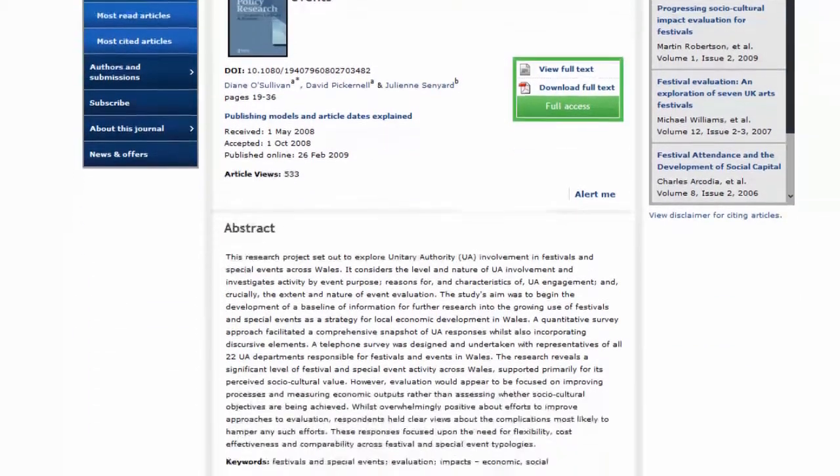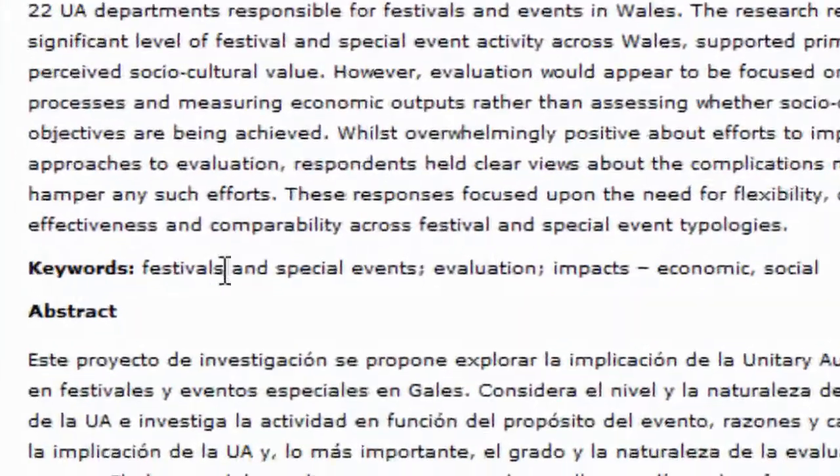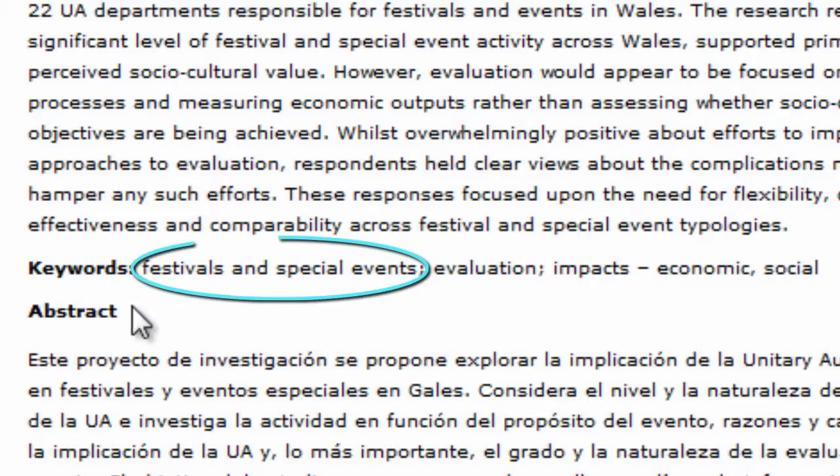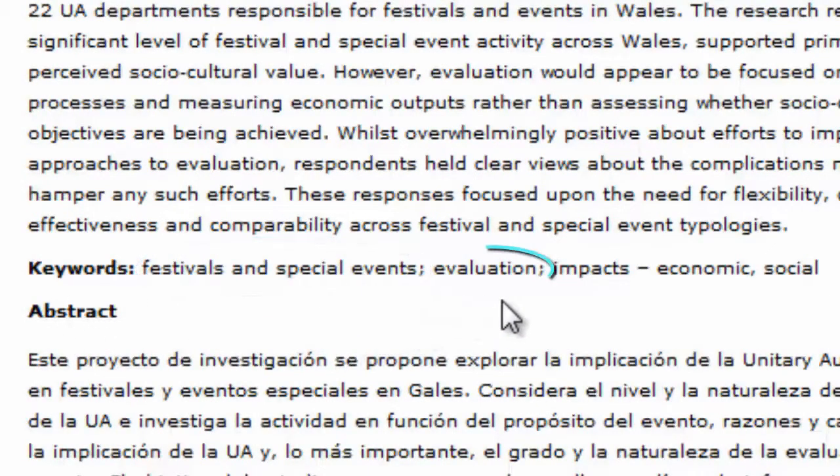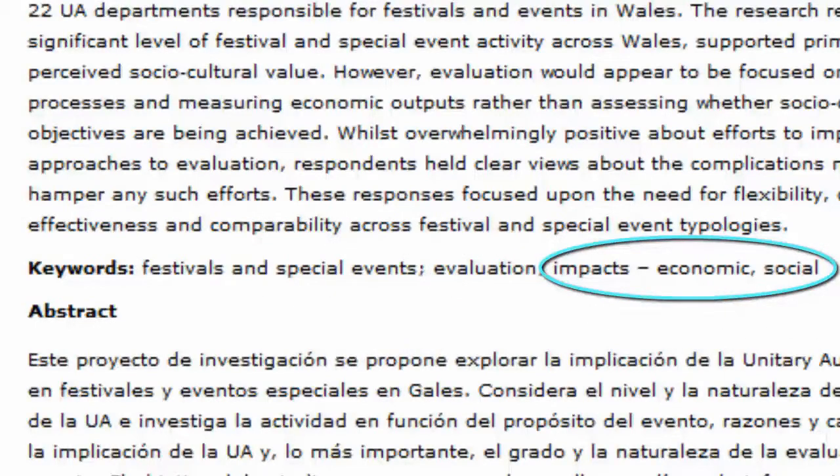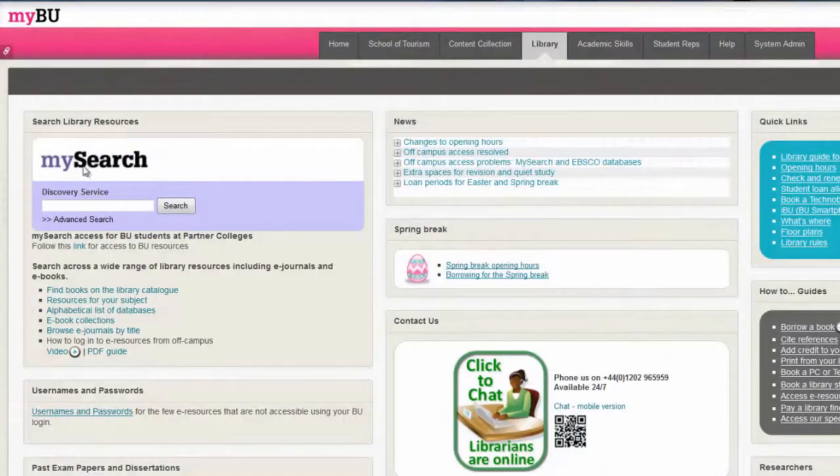And in order to identify similar papers, what we look at are the keywords that authors have used to identify their own paper. So for the Public Sector Evaluation of Festivals paper, they've used the keywords festivals and special events, evaluation, and impacts, economic and social. So if we go over to the library's website, we can use those keywords to try to find similar papers to the one that we have.